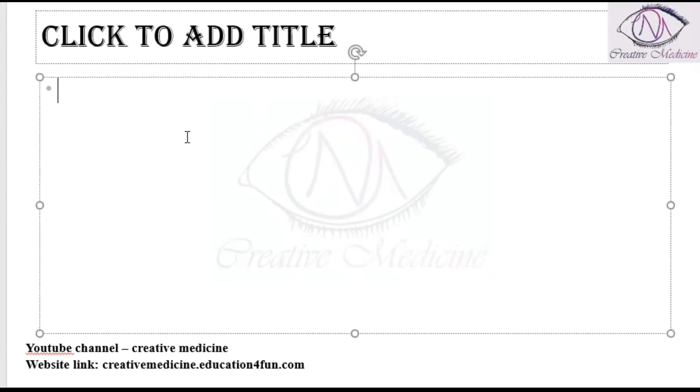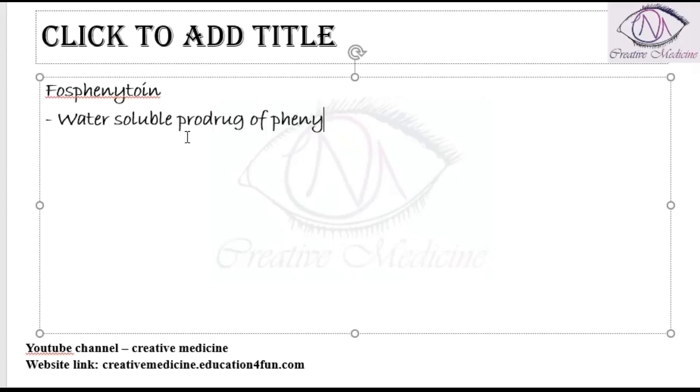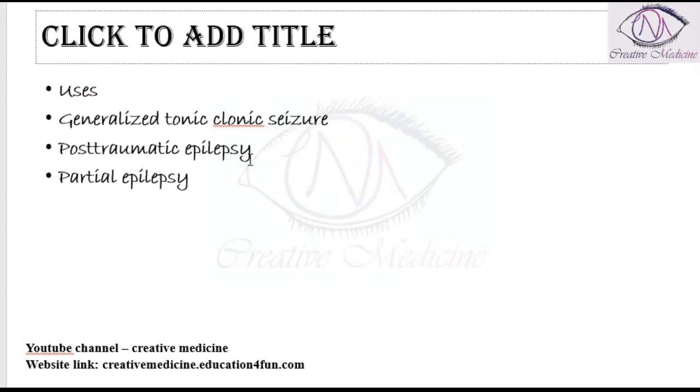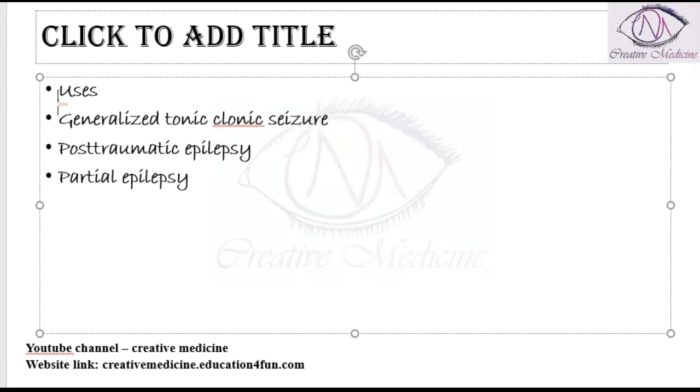Then, among the phenytoin drugs, we have one drug called phosphenytoin. This phosphenytoin is a water soluble prodrug of phenytoin. Because it is a water soluble prodrug, phosphenytoin can be given IV. It is an antiarrhythmic drug also. One important thing is that phenytoin can be used for generalized tonic clonic seizures, post-traumatic epilepsy, and partial epilepsy, but it is not effective in one type of seizure, that is, absent seizures.